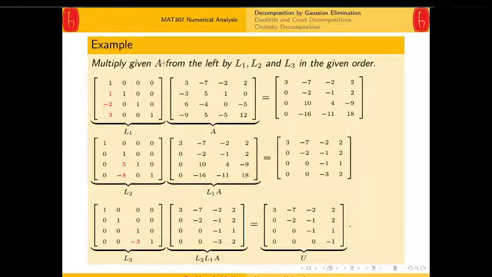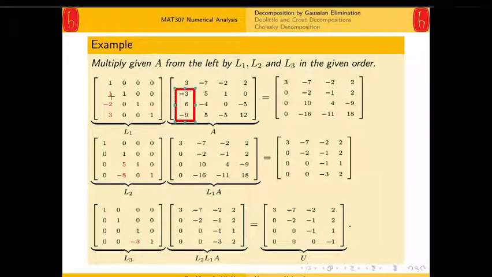Multiply given A from the left by L1, L2, and L3 in the given order. So here we have the matrix A. We're performing Gaussian elimination, so we need to eliminate these numbers because the leading entry is 3 here in the first row. So below this, in the very same column, we shouldn't have any non-zero entry below this quantity. So we need to eliminate all of these numbers and make them 0.